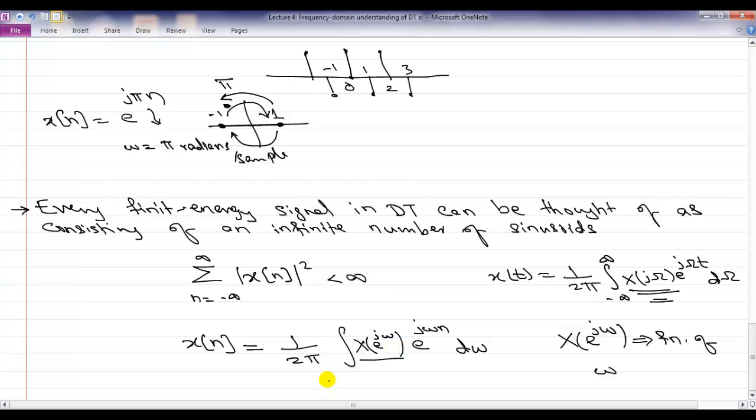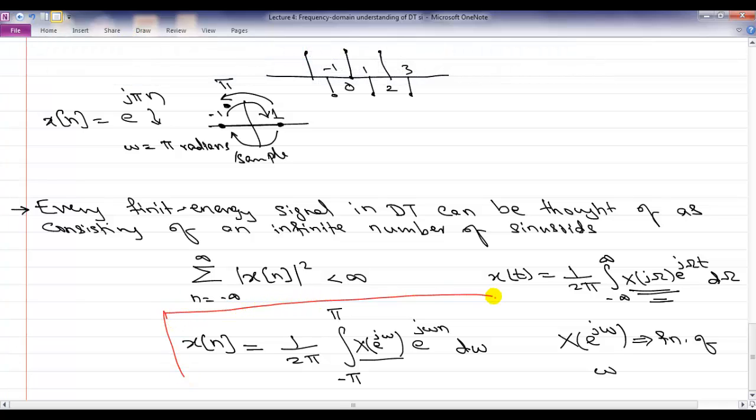So the limit of integration doesn't go from minus infinity to infinity. It only goes from minus pi to pi or any other continuous 2 pi region. I could very easily have 2 pi here and 4 pi as the upper limit, but the convention is we write it as minus pi to pi. Okay, but any 2 pi region will suffice.